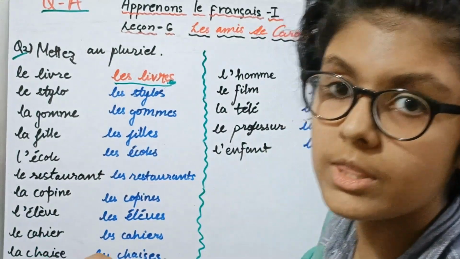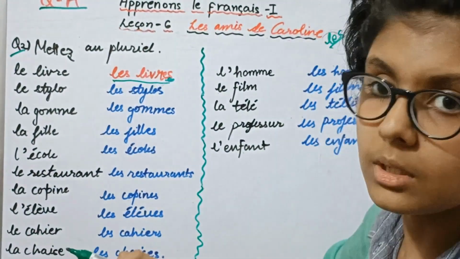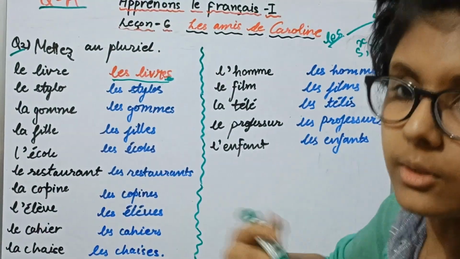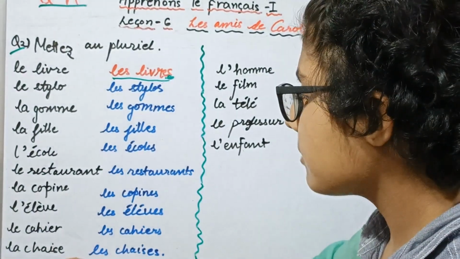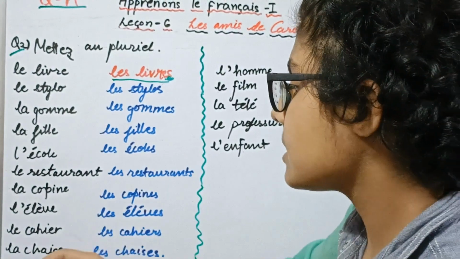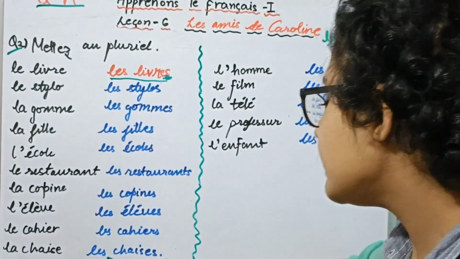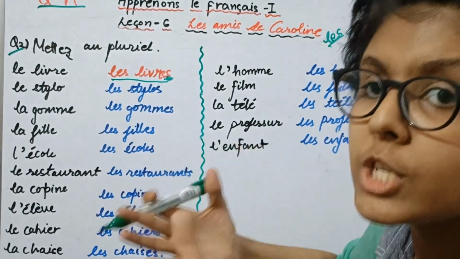Then we have the next one, that is le cahier, the notebook. In plural it would be les cahiers, the notebooks. Then we have the last one of this side, that is la chaise, the chair, and that will be transformed into les chaises, the chairs.